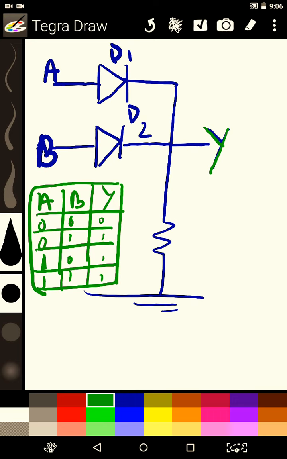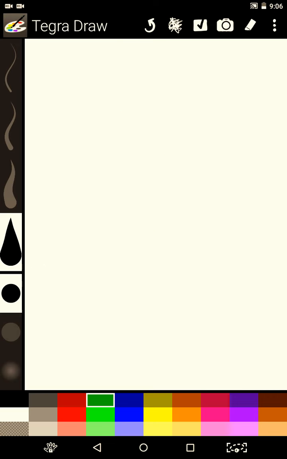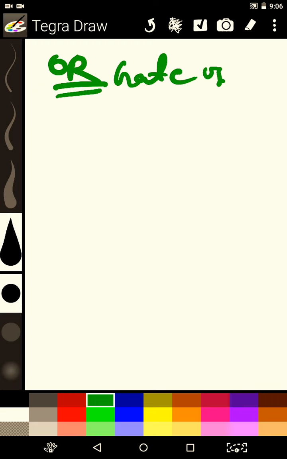This diode circuit verifies the OR truth table. So this is the designing of the OR gate using diodes. Now we'll go for the representation or designing of the OR gate using transistors.